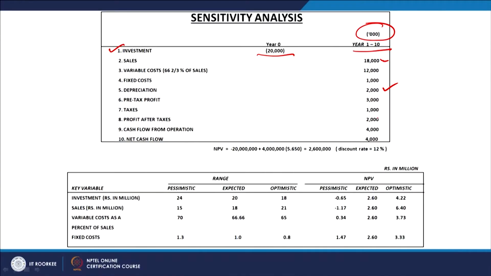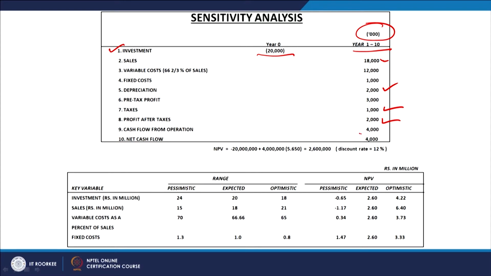Pre-tax profits, as you see, we have calculated here as 30 lakhs, and similarly the taxes we have calculated here are 1 million, that is, the tax rate is 33 and 1/3%. After that, profit after tax is 20 lakhs or 2 millions, and for cash flow from the operations we are taking only two things: one, the depreciation, and second, the profit after tax.